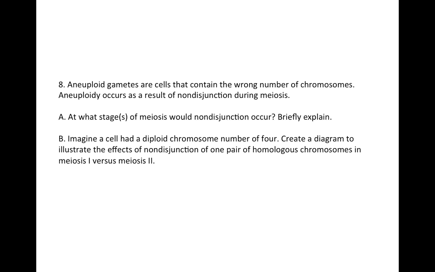So to review the practice problem, we found that non-disjunction occurs both during anaphase I and anaphase II, as this is where the chromosomes are actually separating. Non-disjunction is simply a failure for them to separate as they should. So in meiosis I, it's a failure for the homologous chromosomes to separate, and in anaphase II, it's a failure of the sister chromatids to separate.